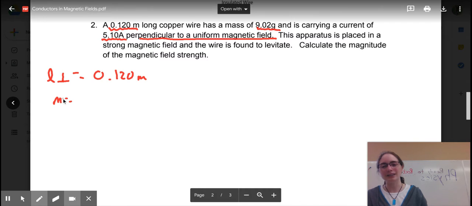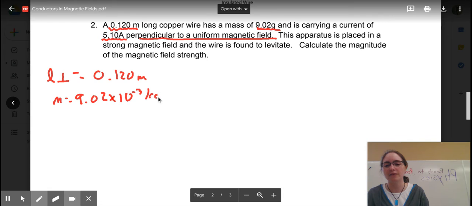And now the mass. Ladies and gentlemen, can we ever use grams as mass in physics? No, use kilograms. So we're going to take this and convert it into kilograms. It's going to be 9.02 times 10 to the power of negative 3 kilograms. And then we have our current, which is our I. Now notice how I wrote my L as a handwriting L and then my I as a capital I. It's so much easier to tell the difference with these when you distinguish them somehow. So 5.10 amps.